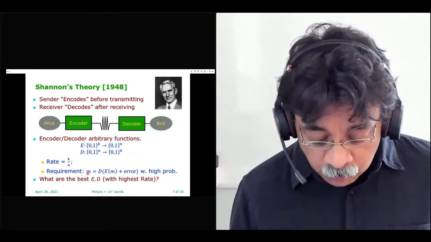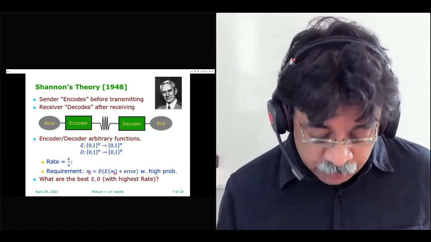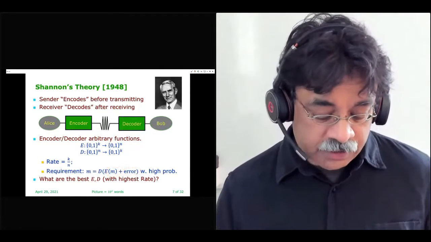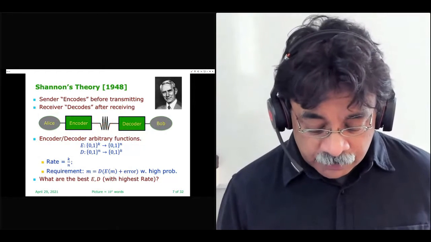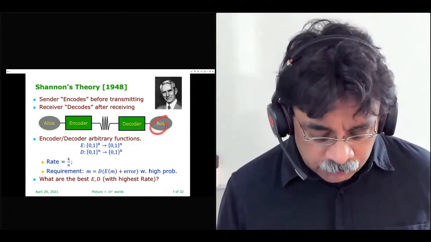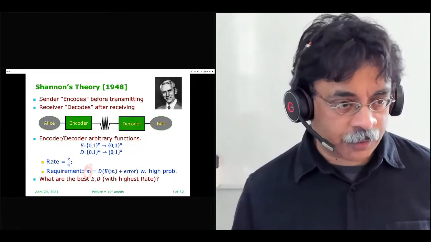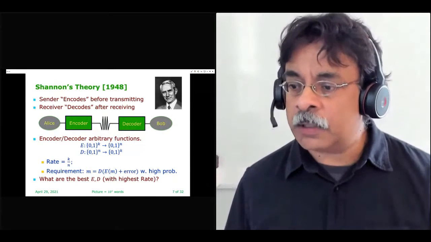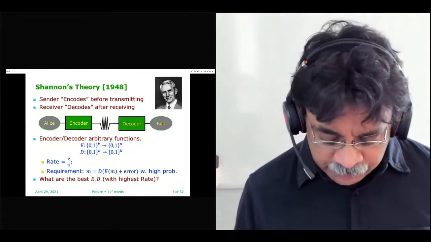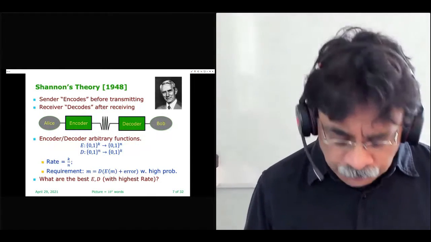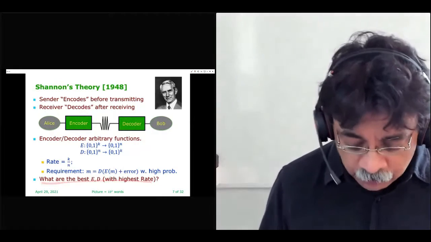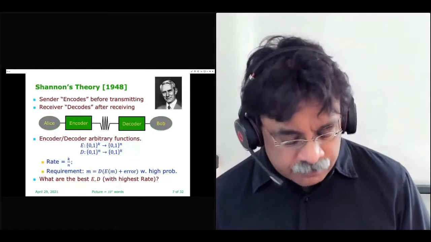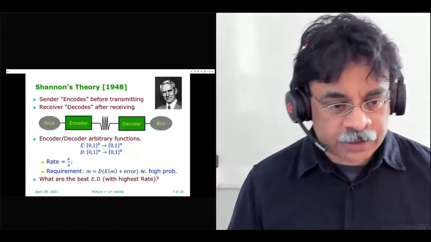On the other hand, we also want this message to be decodable. Even if you have errors, after you've encoded the message and then the channel has made its errors, when the decoder acts on it, we want Bob to be able to recover the original message, not an approximation to the original message, exactly what these messages were. So what are the best encoders and decoders with the highest rate? This is the kind of question that Shannon asked.